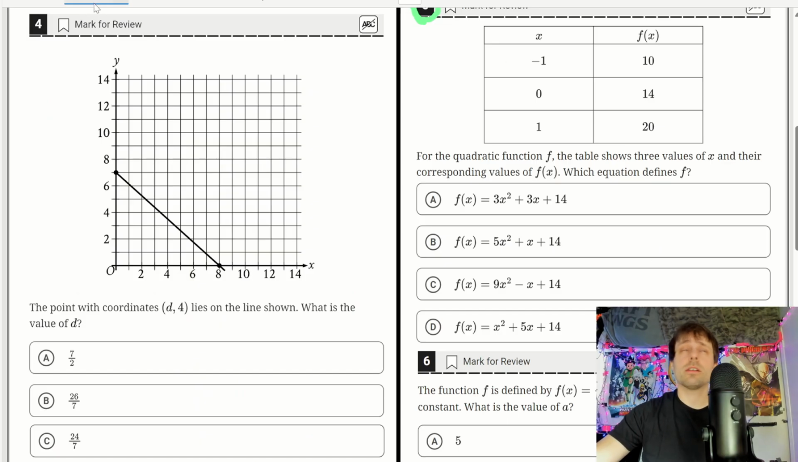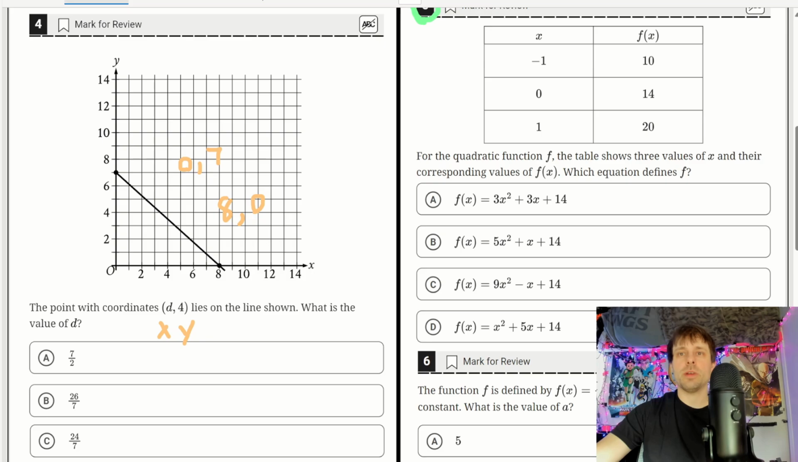Getting into number 4 here, we have another function. I see we have the point when X is D, Y is 4, lies on the line. What is the value of D? So again, for these ones, I'm always just plugging this into Desmos. It looks like we have the point when our X is 0, we're at 7. And when the X is 8, we are at 0.